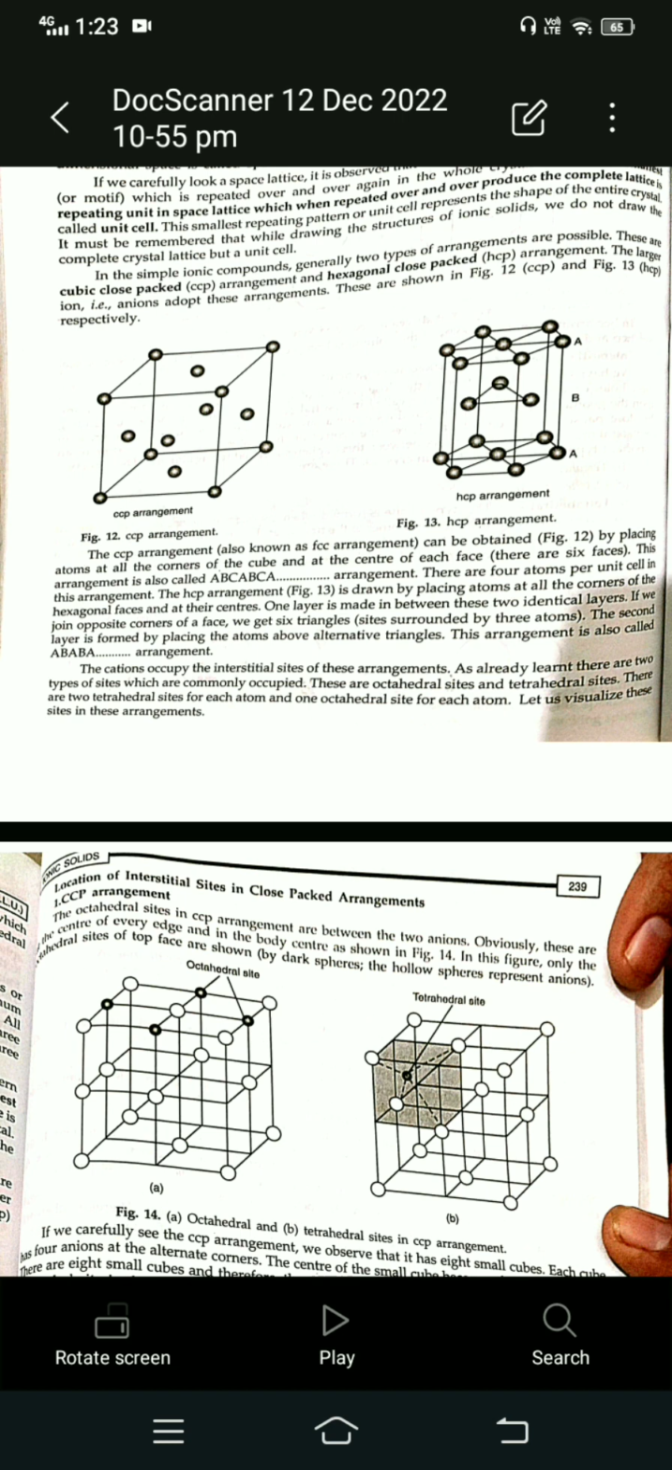Now next is the HCP arrangement. In the HCP arrangement, the octahedral and tetrahedral sites are shown. We have learned earlier that the second layer in the HCP arrangement is made by placing atoms on the alternate triangles in the face. For example, the B layer is formed by placing atoms above the triangles marked with crosses. The octahedral sites correspond to the other triangles. The tetrahedral sites are shown above and below each atom. For simplicity, only the tetrahedral sites above the bottom layer are shown filled.